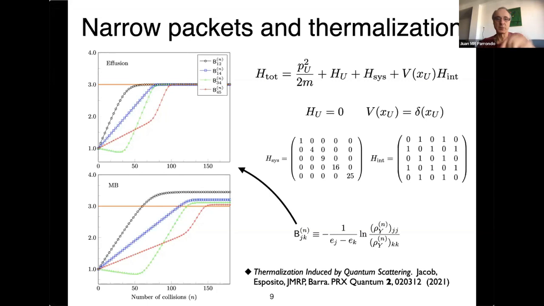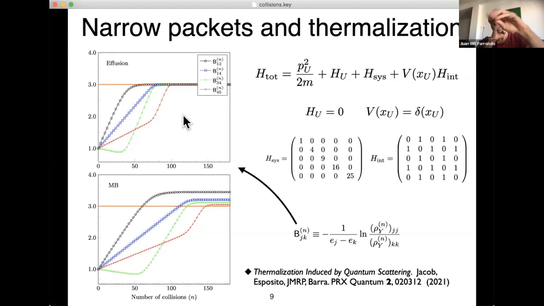And then we check the populations of the system in the eigenbasis of the Hamiltonian. These are the diagonal terms in the density matrix. And we compute this quantity, which, if the system reaches a thermal state, should be the temperature. It is the log of the ratio divided by the difference. This should be the temperature. And we compute this for different pairs of states, not all, because it would be a mess. And this is the result if you use the fusion distribution.